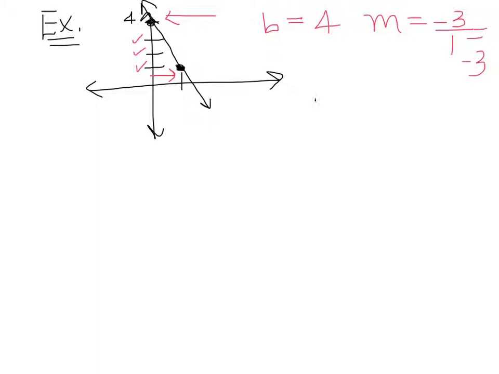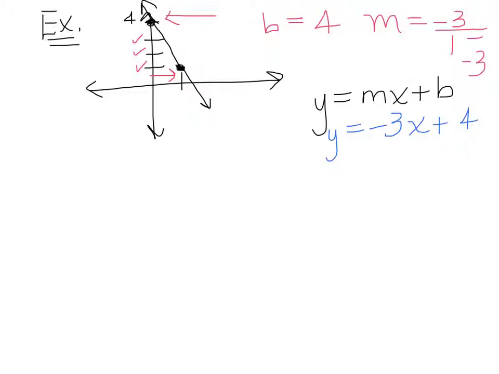So to write the equation in slope-intercept form, we need m, so y equals -3x plus 4. Now, if you want, you could put it over 1, but it's understood.